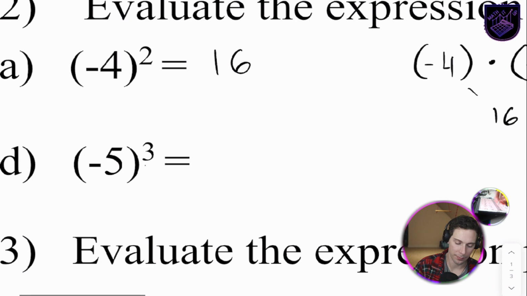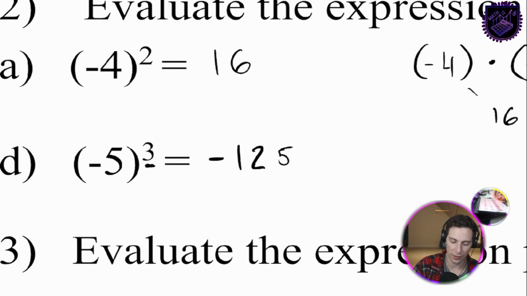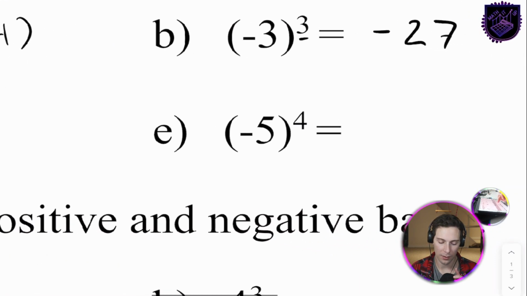Negative answer because of an odd exponent, to the power of 3. So it's going to be negative 125. 5 times 5, 25, times another 5, 125.